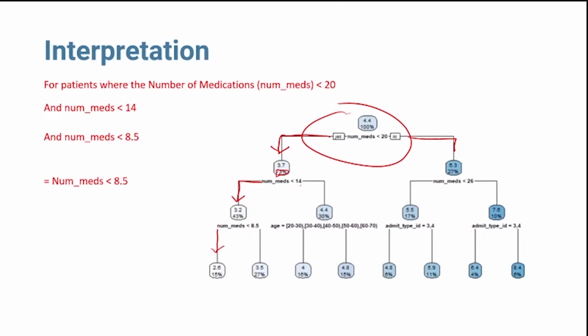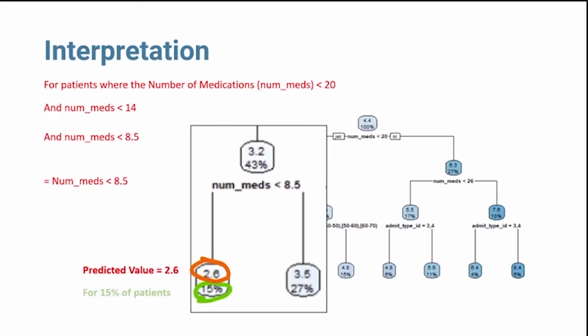So the logic here is numMeds less than 20? Is numMeds less than 14? Is numMeds less than 8.5? So obviously, if numMeds is less than 8.5, then it's also less than 20. So the final predicted value for this branch is 2.6, and this represents 15% of the patients.